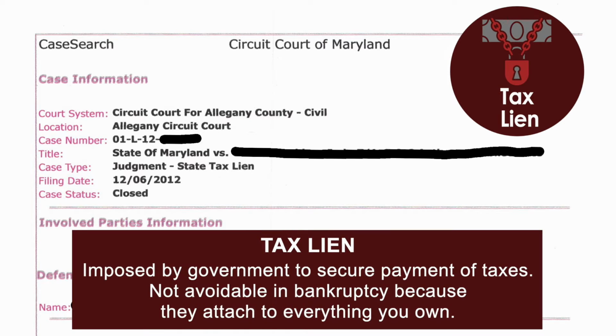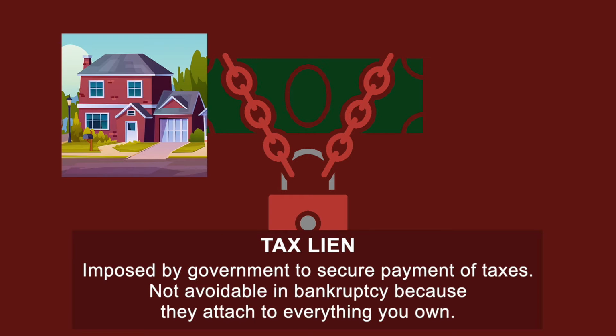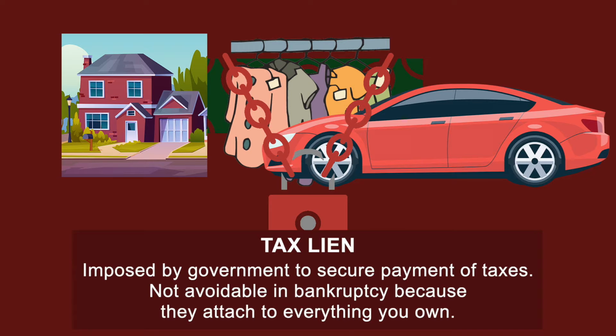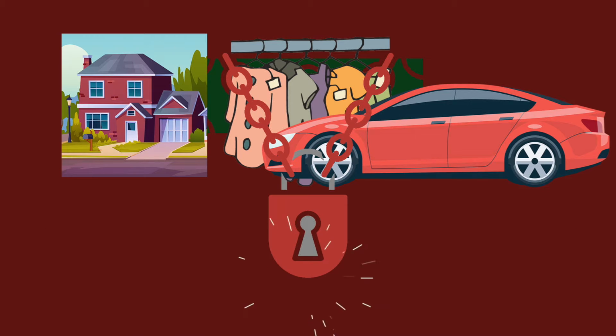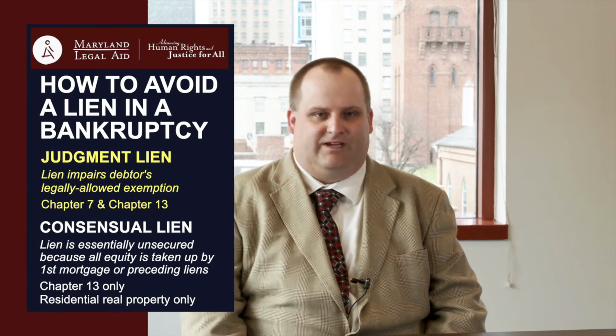The final type of lien is a tax lien. Tax liens result from debt that is owed to the state of Maryland or another state or the IRS. Tax liens are not avoidable in bankruptcy because they attach to everything that you own: your house, your clothes, your car, etc. Since you cannot file a motion to exempt everything that a person has, these liens are not avoidable. The second item we're going to discuss today is how you avoid a lien in a bankruptcy.